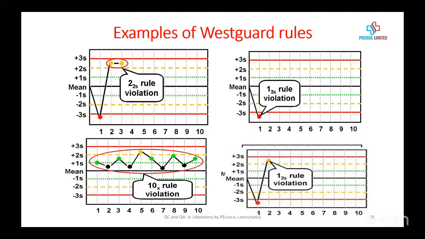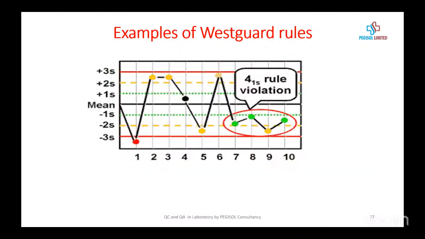Now, the one we call the 1-2S rule. 1-2S is where one of the control data points is greater than two standard deviations. So if you use 2 as the limit of your standard deviation, then with the 1-2S rule, you don't have to accept the result. So these are very, very important for the things we do and the quality of results.